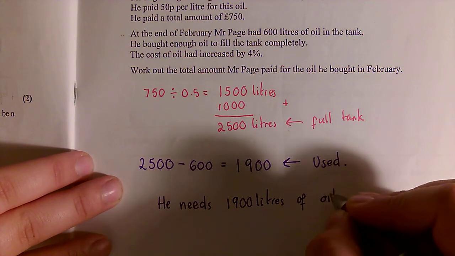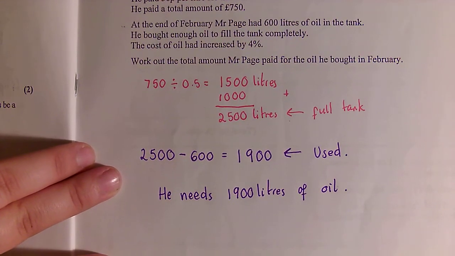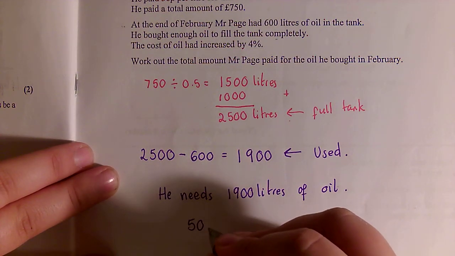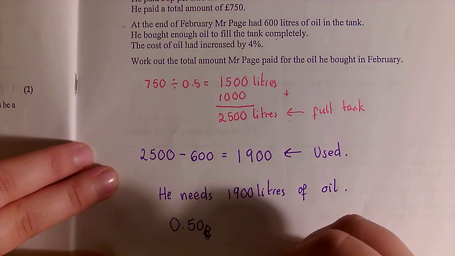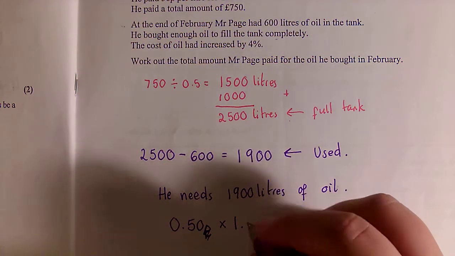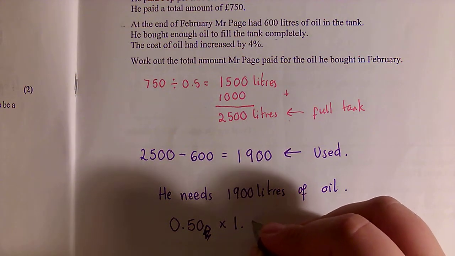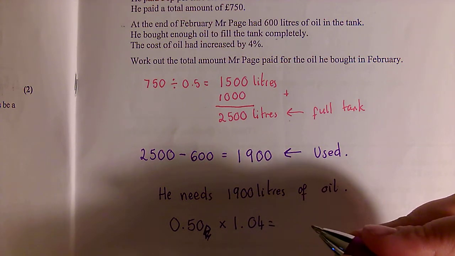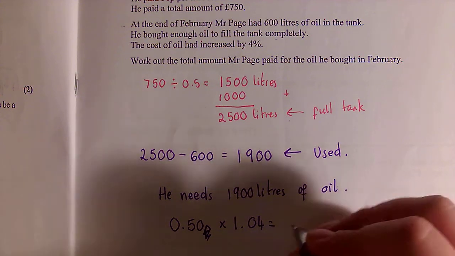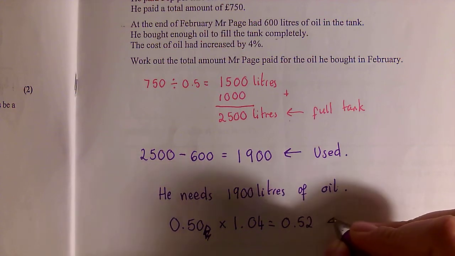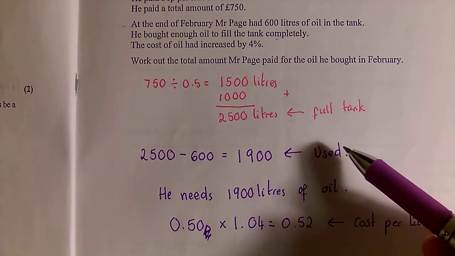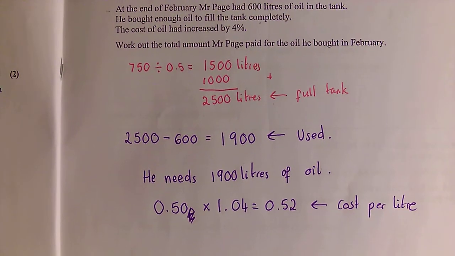Okay, now what it says up here is the cost of oil has increased by 4%. So if it was 50 pence, which is 0.5 pounds, and that's increased by 4%, our multiplier for 4%, because it's increased, is going to be 1 point something. It's not going to be 1.4, so it's 1.04. And this is going to tell us the new cost of the oil. So 0.5 times 1.04 is 0.52. So that is the cost per litre after it has increased. And you can see that what I'm doing here is showing whoever's marking this exactly what I've done.